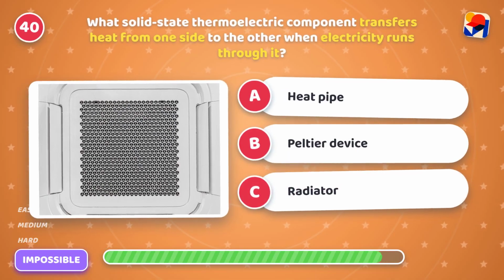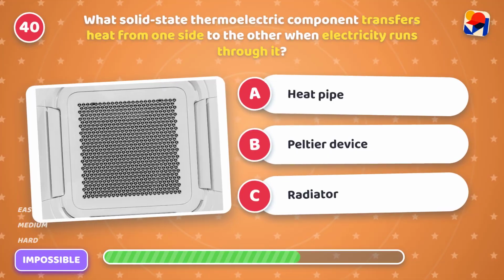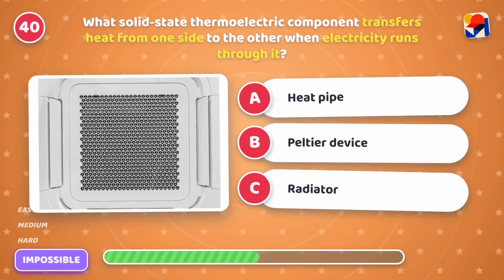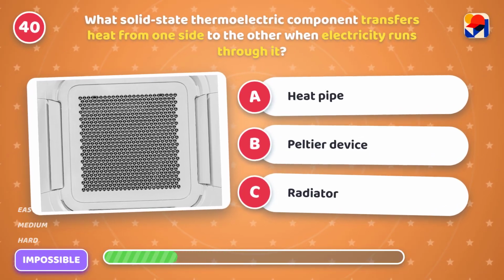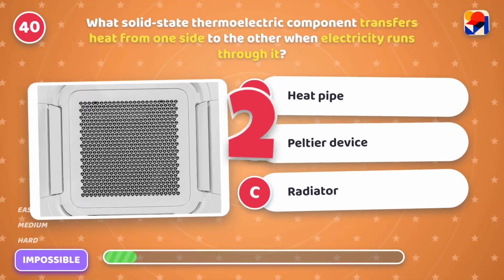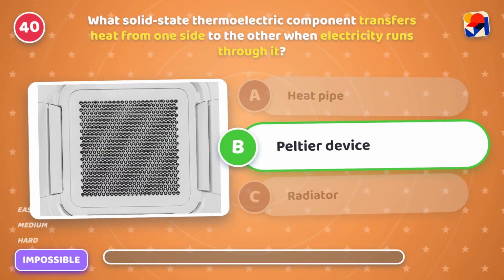What solid-state thermoelectric component transfers heat from one side to the other when electricity runs through it? Is it A, heat pipe, B, Peltier device, or C, radiator? It's B, Peltier device. It transfers heat electrically.